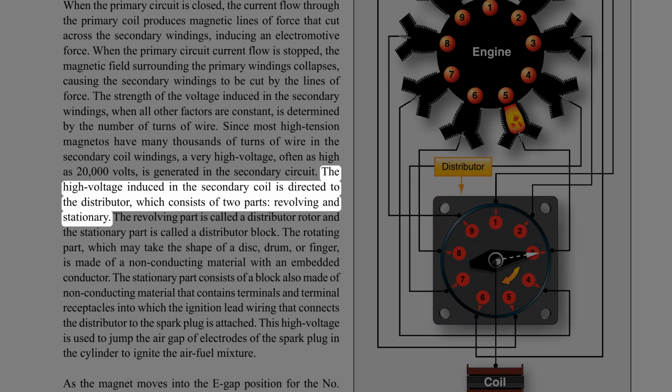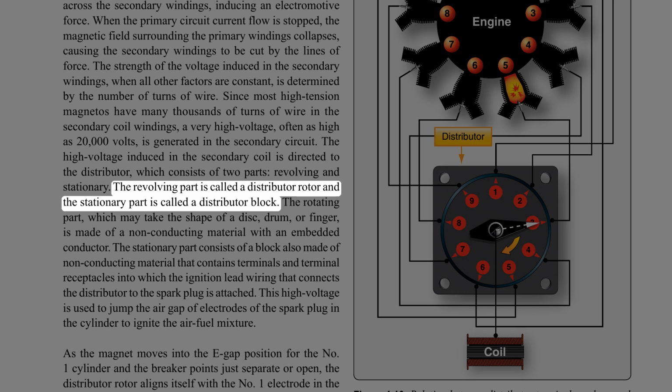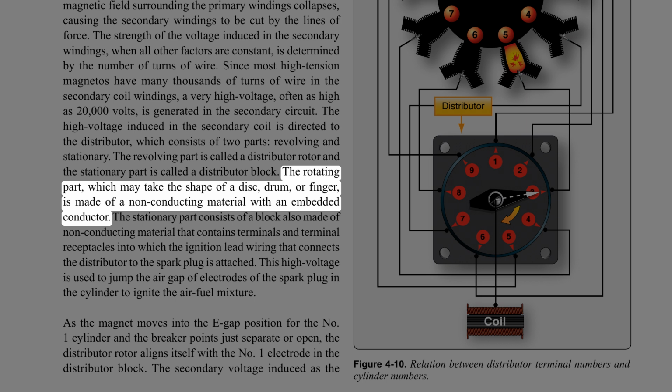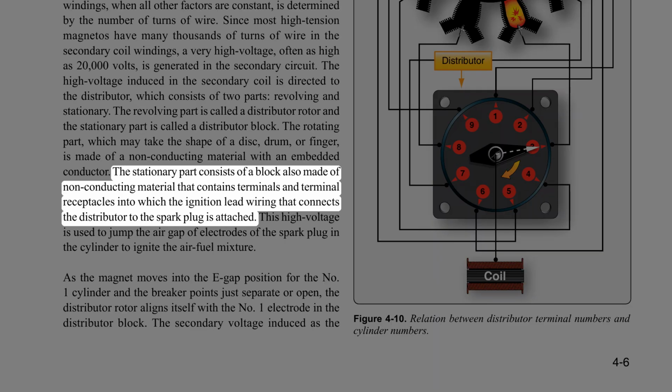The high voltage induced in the secondary coil is directed to the distributor, which consists of two parts, revolving and stationary. The revolving part is called a distributor rotor and the stationary part is called a distributor block. The rotating part, which may take the shape of a disc, drum, or finger, is made of a non-conducting material with an embedded conductor. The stationary part consists of a block also made of non-conducting material that contains terminals and terminal receptacles into which the ignition lead wiring that connects the distributor to the spark plug is attached.